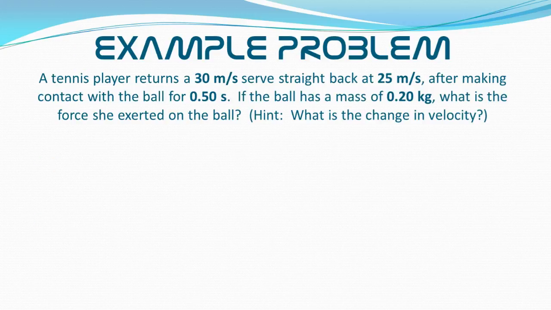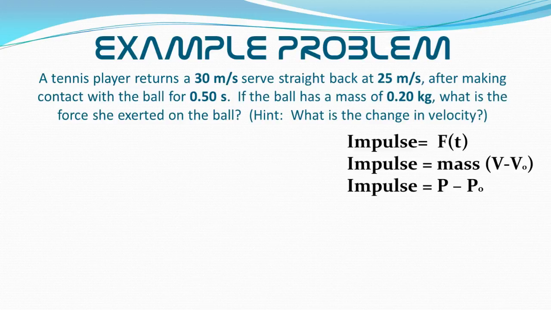Let's try an example problem. A tennis player returns a 30 meters per second serve straight back at 25 meters per second after making contact with the ball for 0.5 seconds. If the ball has a mass of 0.2 kilograms, what is the force she exerted on the ball? Hint, what is the change in velocity? Here are our 3 impulse formulas. Pick the correct one based on the information given in this problem. We're trying to find the impulse.